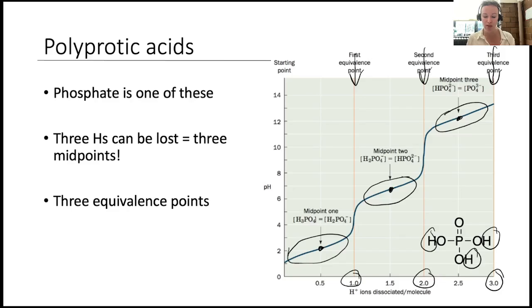The equivalence points you'll see if you go to the bottom, the x-axis, directly aligns with when a proton is completely lost. So the first equivalence point is when that first proton at 1 is completely lost. Second equivalence point you'll see aligns with 2 protons lost, so the next proton is completely lost, and the same for the third.